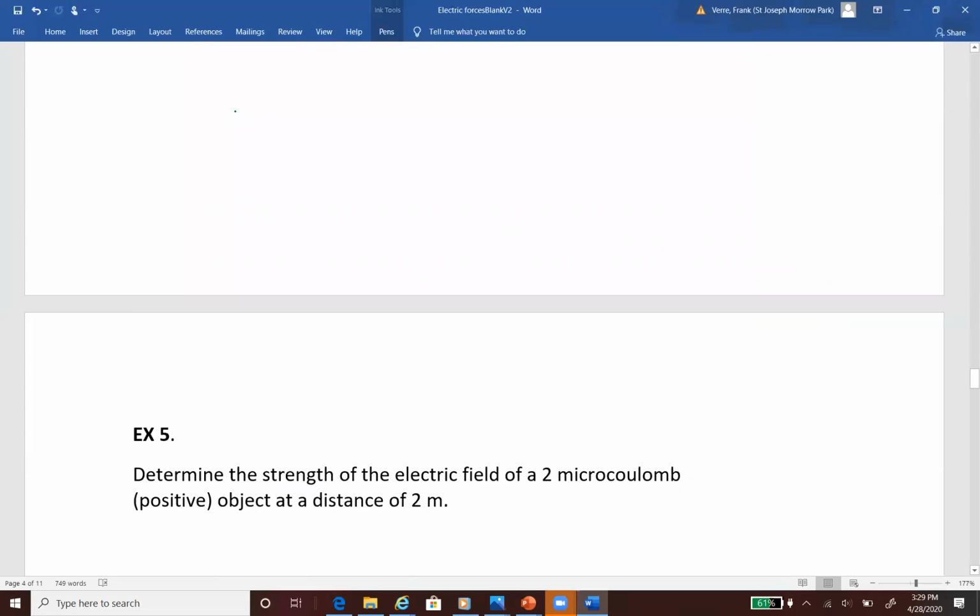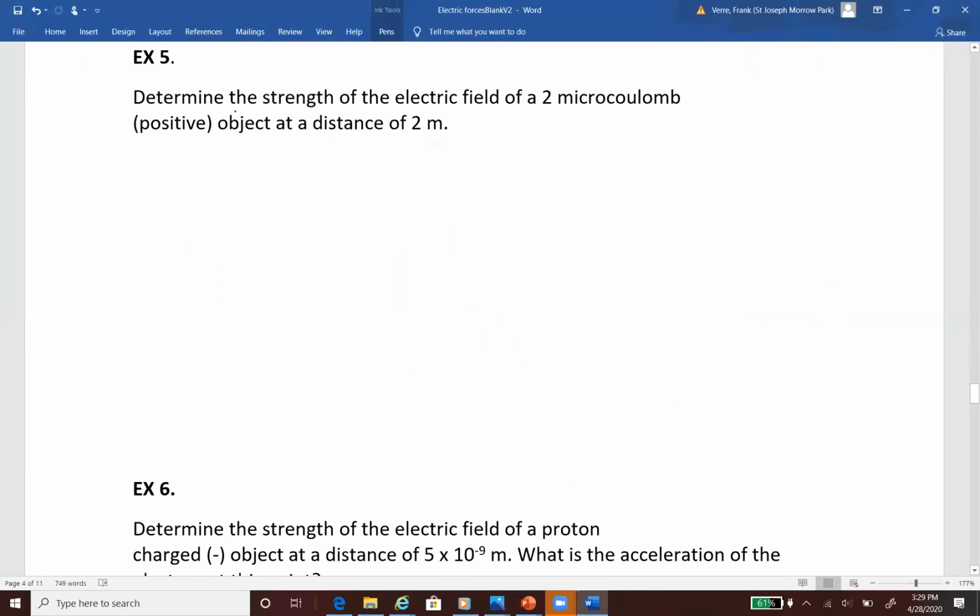So let's look at an example. What would be the electric field strength for a 2 microcoulomb positively charged object at a distance of 2 meters? So let's say you have an object that would be 2 meters away. Assuming it's charged, what kind of force would it experience at that distance? So the electric field, E, is K Q source over R squared.